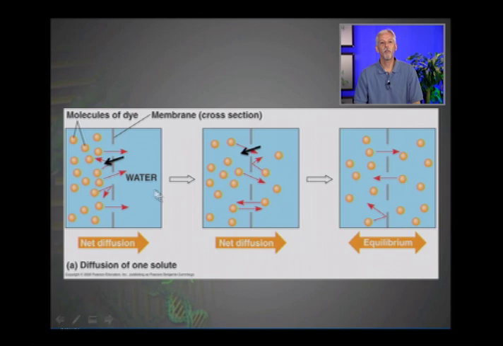Now, you may notice that this solution would be hypertonic to this solution, and so water would be moving in the opposite direction. And so you might be wondering, can solute particles diffuse in one direction while water is diffusing in the other? In other words, can dialysis go in one direction, osmosis in the other direction? And the answer is yes, that can happen. It just means that they equalize more rapidly.